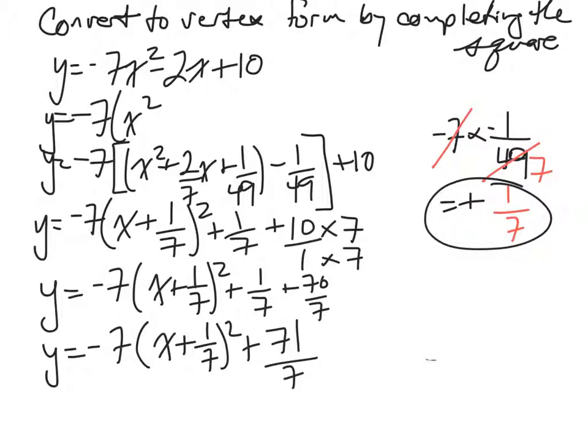And that would be our equation from standard form into vertex form. And if you needed to, you could state your vertex as negative 1 over 7, comma 71 over 7. I'm sorry I erased my rough work over the side, but I only have so much room as I go. There we go.